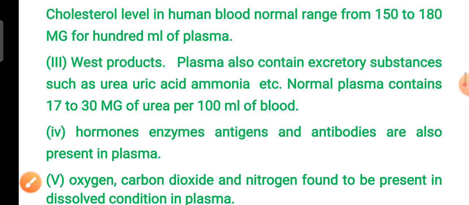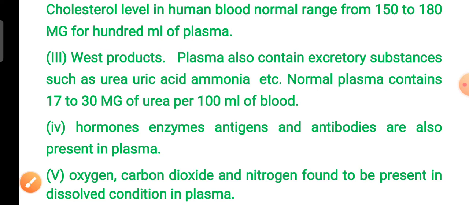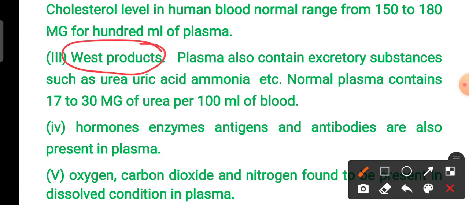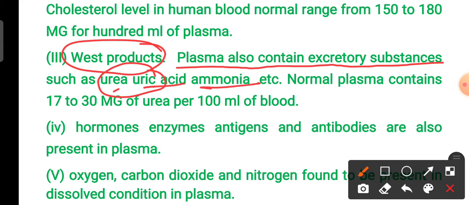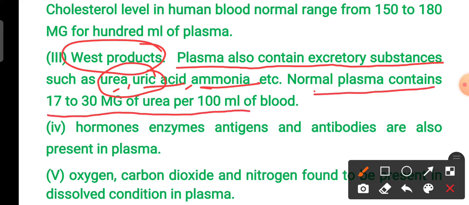And you can see here another thing. Here the waste products are also present in the plasma. The plasma also contains excretory substances such as urea, uric acid, ammonia, etc. Normal plasma contains 17 to 30 mg of urea per 100 ml of blood. Note down this point if you have notes, pen and paper.